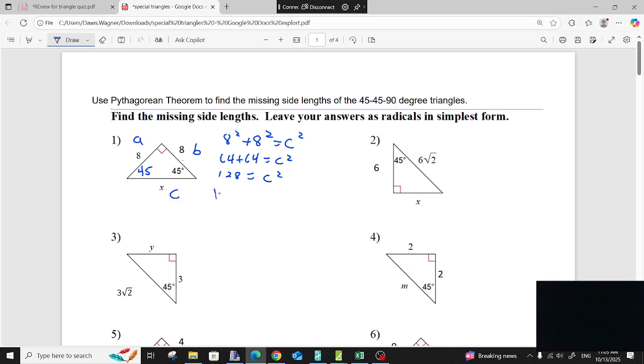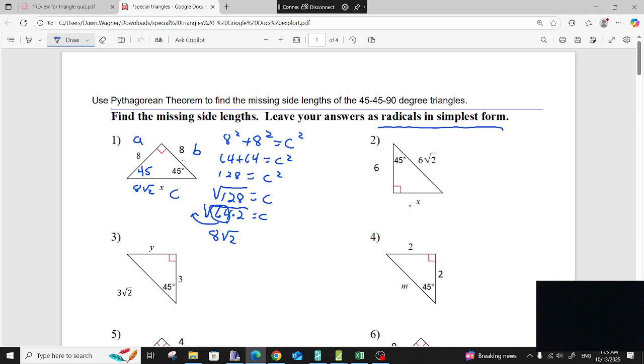So what's this? I'd have to take the square root, but it says here, leave in radical form. So I have to reduce this radical. The largest perfect square that goes into 128 is 64. So 64 times 2 is equal to c squared. When I take the square root of this, what's the square root of 64? This is 8 square root 2. Does everybody see that? So this is 8, 8, and 8 square root 2.